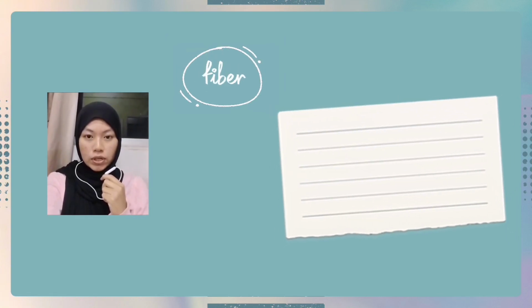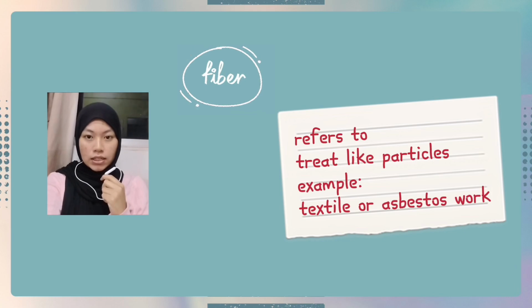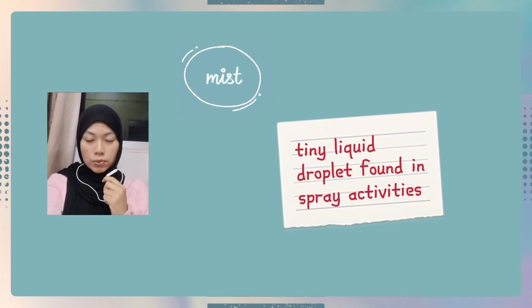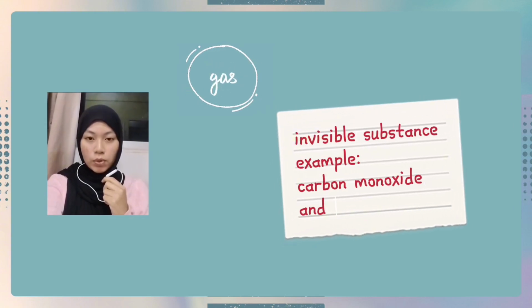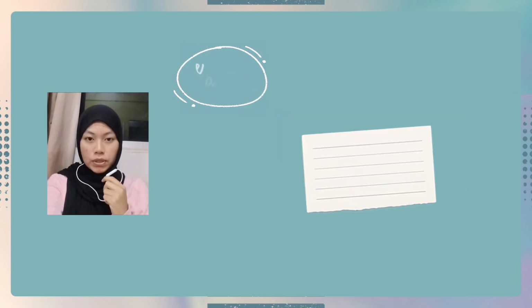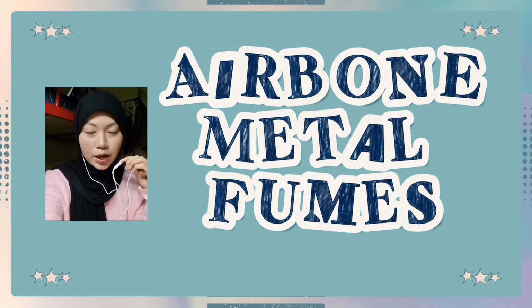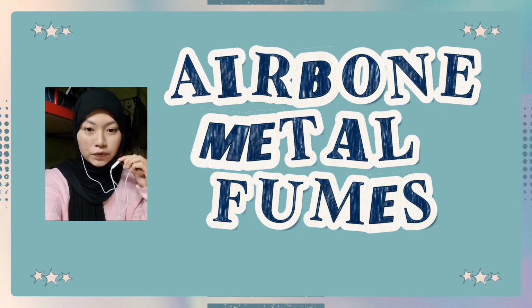Fiber refers to thread-like particles, such as in textiles or asbestos work. Mist is tiny liquid droplets often found in spraying activities. Gas is an invisible substance like carbon monoxide in factories. Vapors come from evaporated liquids, for example solvent in painting. Our selected airborne chemical is airborne metal fumes.